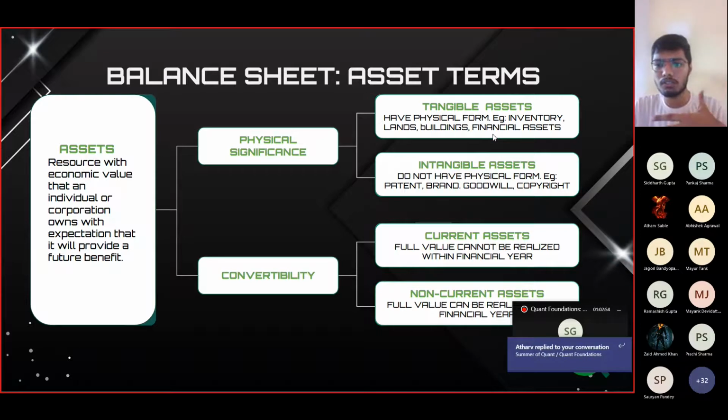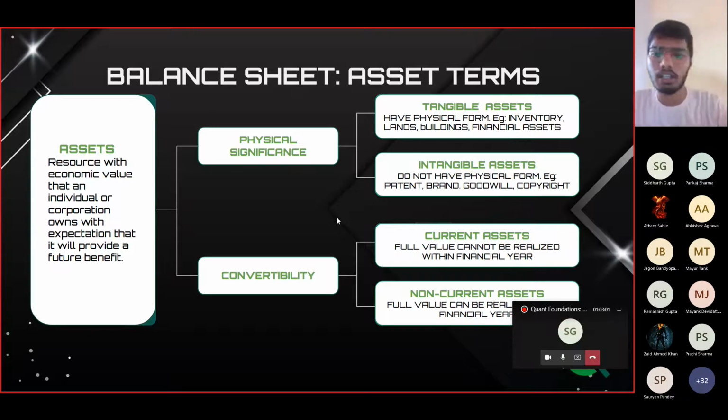But if you just have to talk about tangible and intangible, financial assets come under tangible assets because they have some underlying value. And intangible assets are such as patents. Financial assets you can consider like investment in stocks or investment in bonds, etc. That comes under financial assets. So intangible assets don't have a physical form.